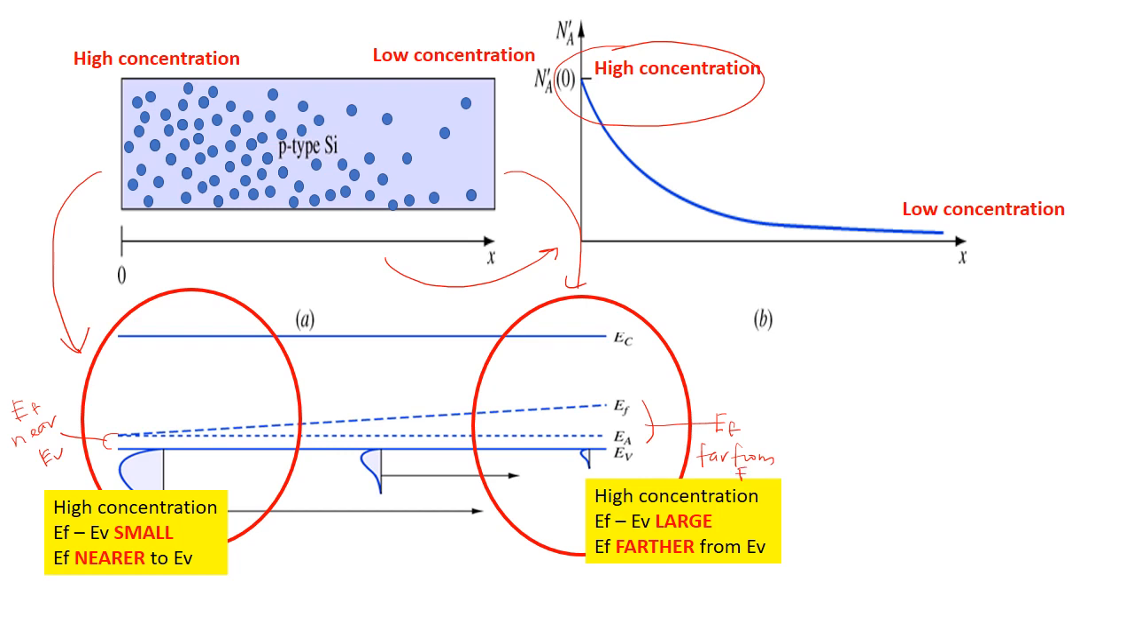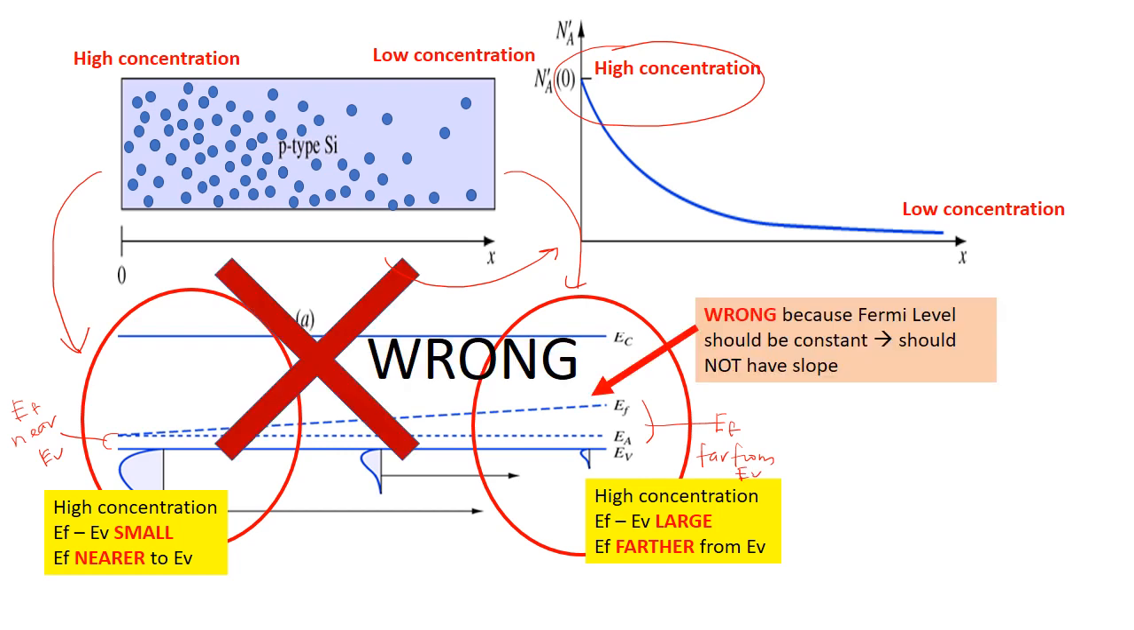But unfortunately, gambar ni is wrong. So dalam video saya yang sebelum ni pun saya dah cakap this Fermi level, this Venn diagram is wrong. Okay, why it is wrong? Wrong because the Fermi level should be constant. Kita kena ingat the theory, Fermi level should be constant and Fermi level tidak boleh ada kecerunan. You should not have slope in the Fermi level. So this Venn diagram is wrong. Walaupun teori tentang jarak antara Fermi level and also the valence band is correct. Okay, so how to correct that?